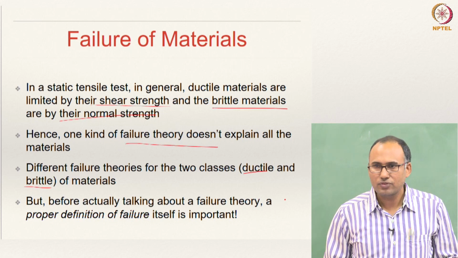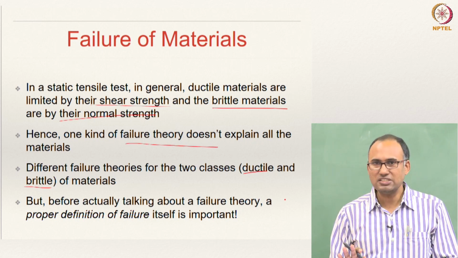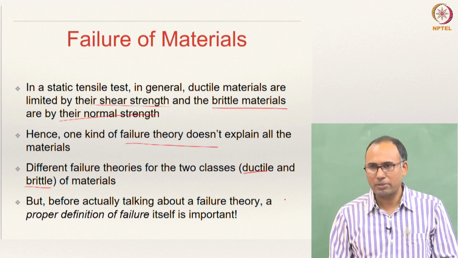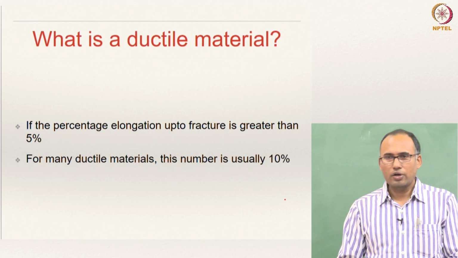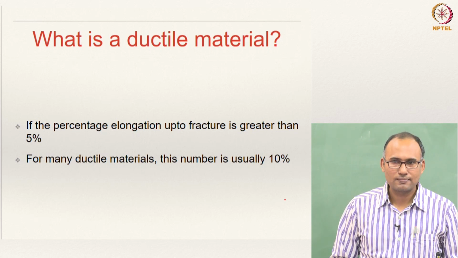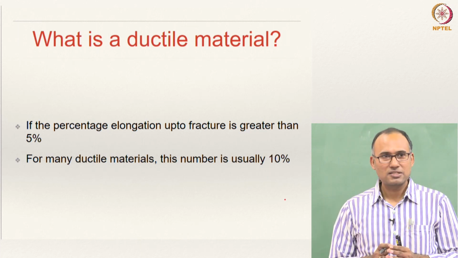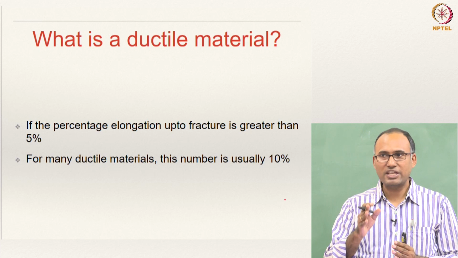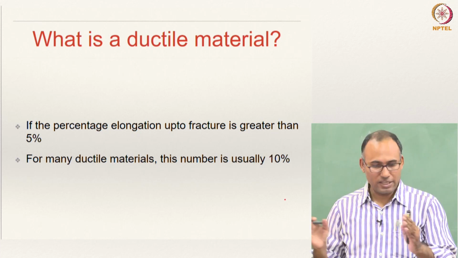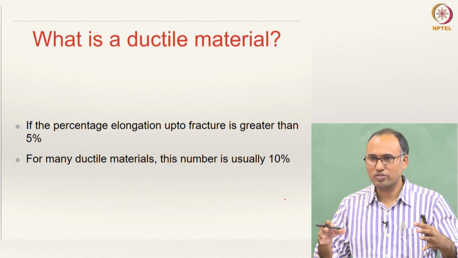But before we actually go about prescribing a failure theory, we need to understand what we mean by failure. That is something that we have discussed. In the case of ductile materials, what do we mean by failure? In the case of brittle materials, what do we mean by failure? So, how do you consider a material to be a ductile material? What is the limit? Can you say in black and white, this is a ductile material and this is a brittle material? Are there no materials which are somewhere in between? It is always possible, right?